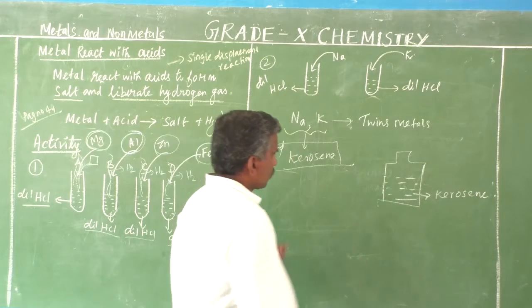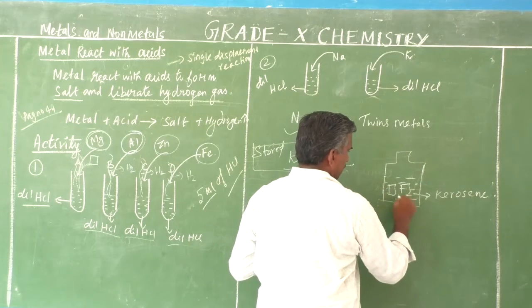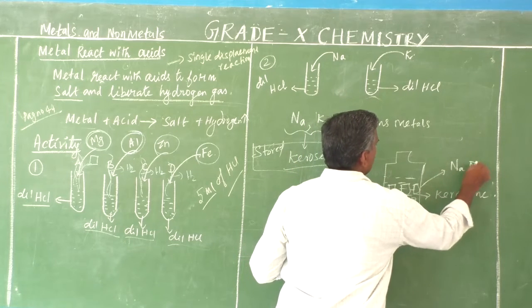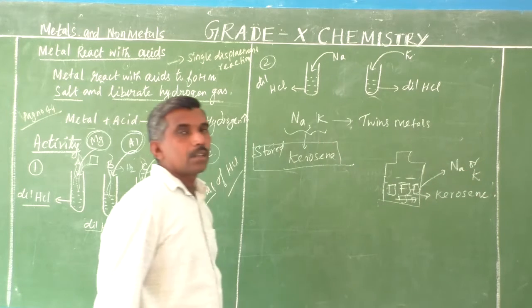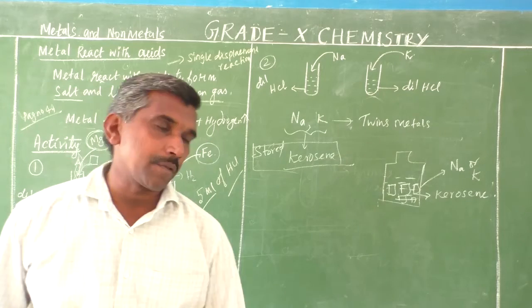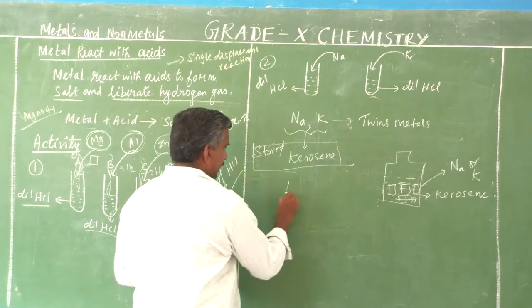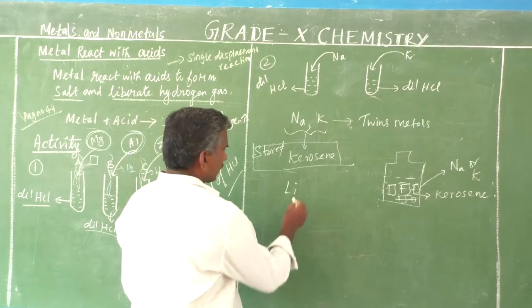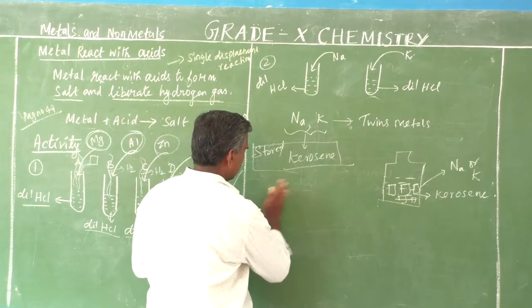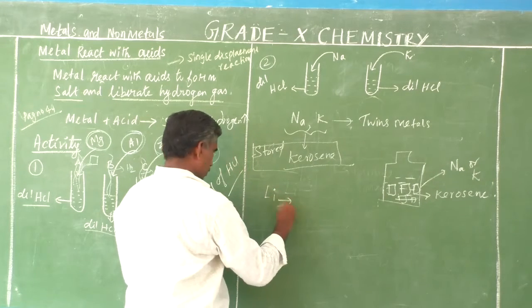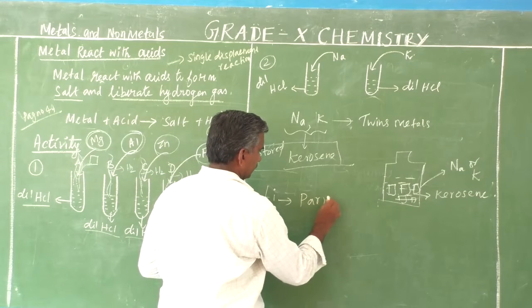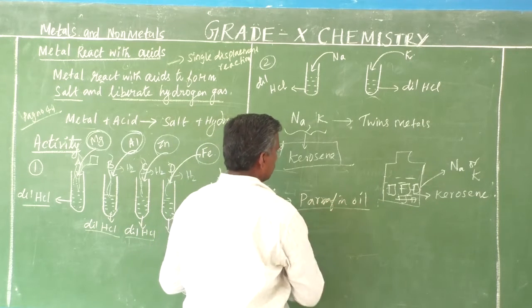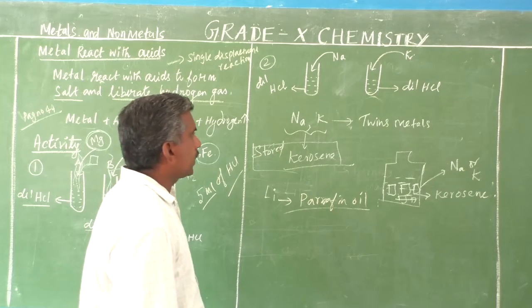Kerosene, sodium metal, a piece of sodium metal is present. Sodium or potassium is kept in kerosene. But lithium metal is stored in paraffin oil.